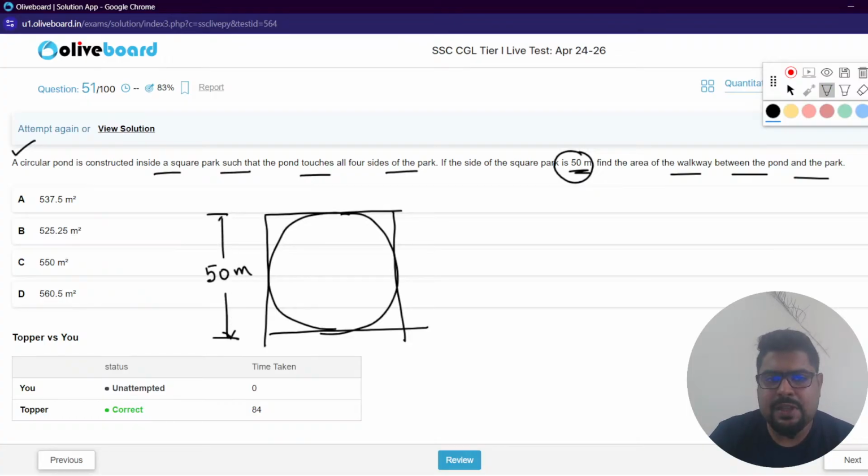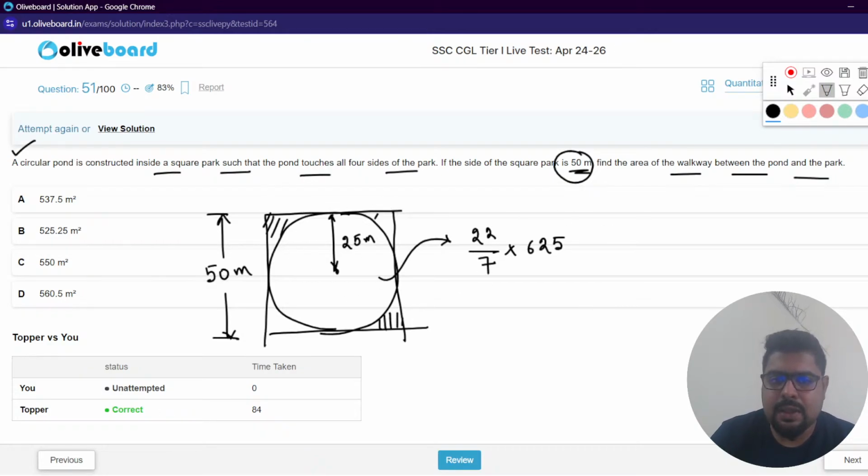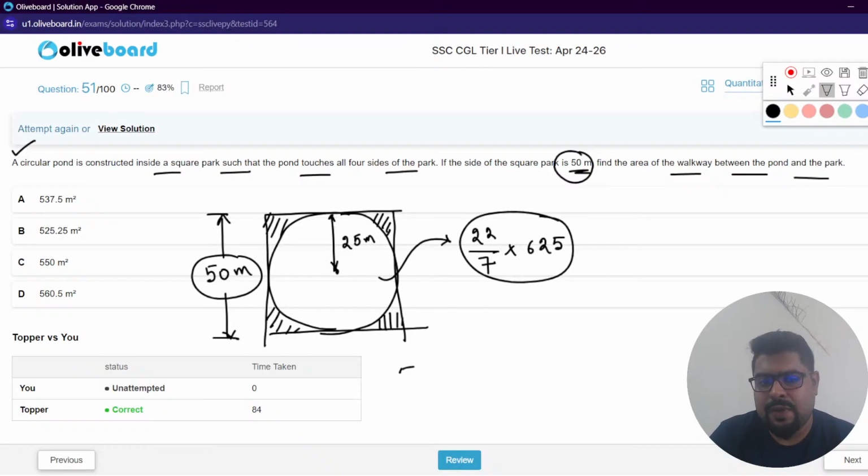If this is 50 meters, the radius of this circle is 25 meters, because the diameter is also 50 meters. Now the area of the pond will be 22 by 7 into 25 square, which is 625 pi r square. The area of these four portions, the pathway, is the area of the whole square minus this area. So this will be 50 square minus 22 by 7 into 625. That will be my answer.